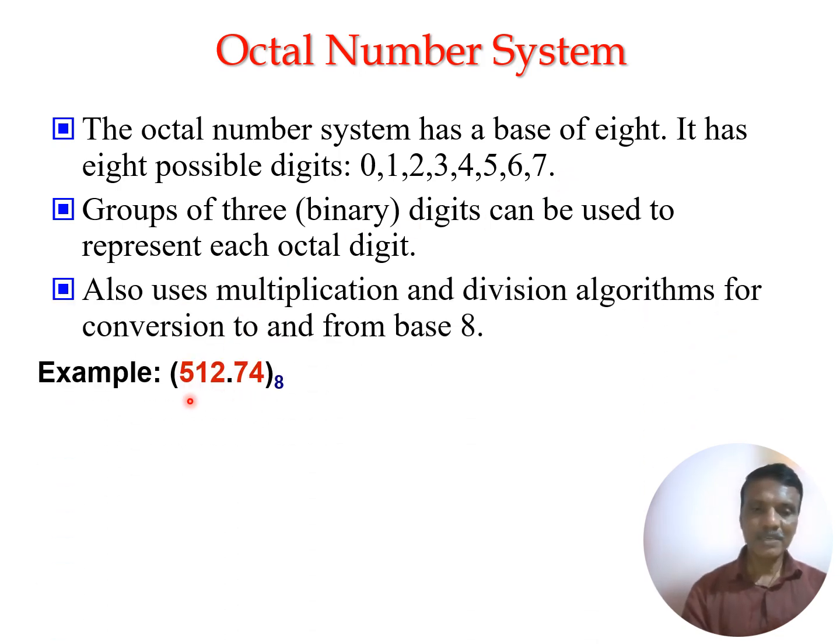Now, an example of the octal number system. The octal number system contains the digits 0 to 7. Within those 8 numbers, its base value is 8. So that represents the octal number system.